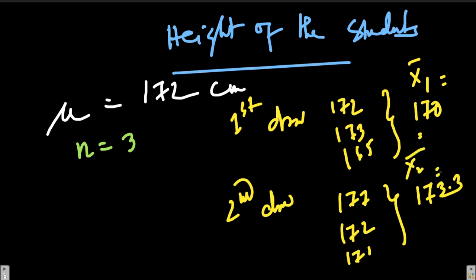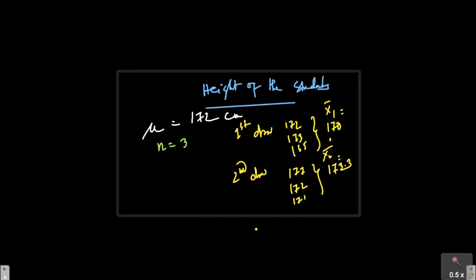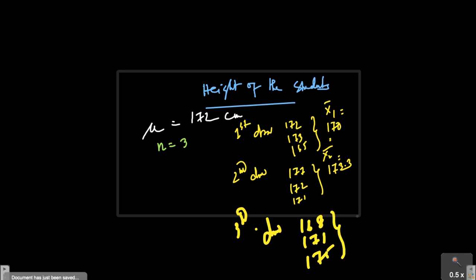Reduce the size of the window. So for the third draw, let's say I have 168, then 171, then 175. If I take a mean of all this, I get 171.3.